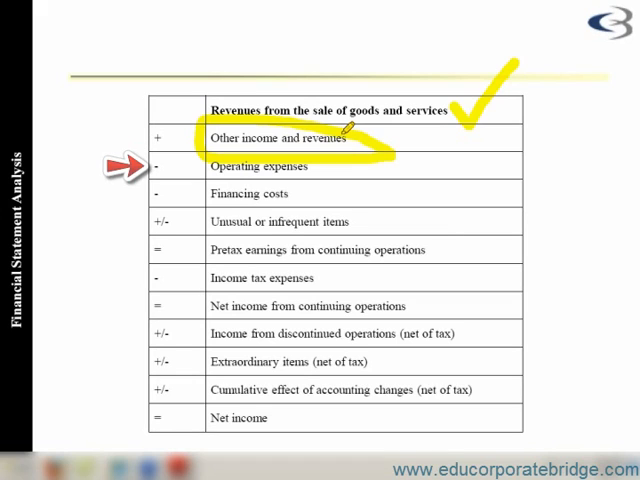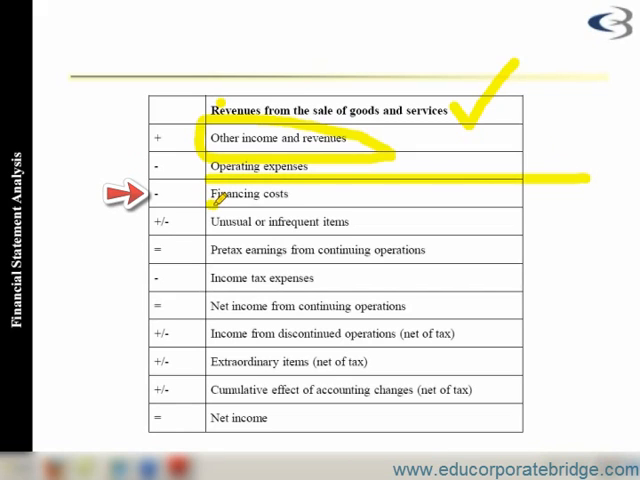From that we'll subtract the operating expenses. That is whatever expenses I'm incurring on my operations. If I'm earning revenue from some goods which I've manufactured, those are my operating expenses. So from revenue, I'll subtract my operating expenses.